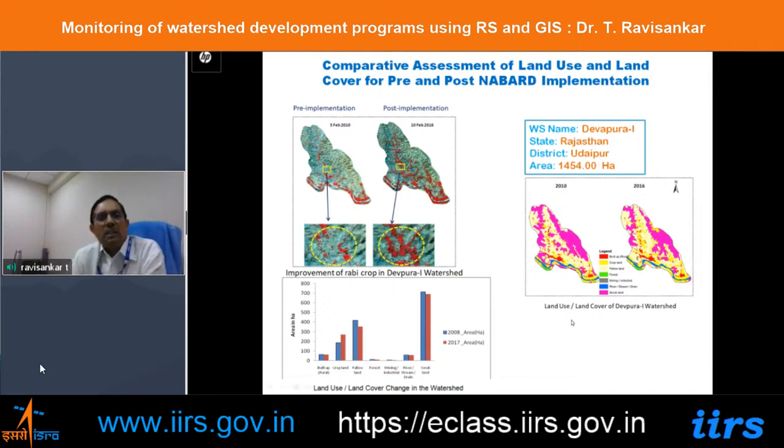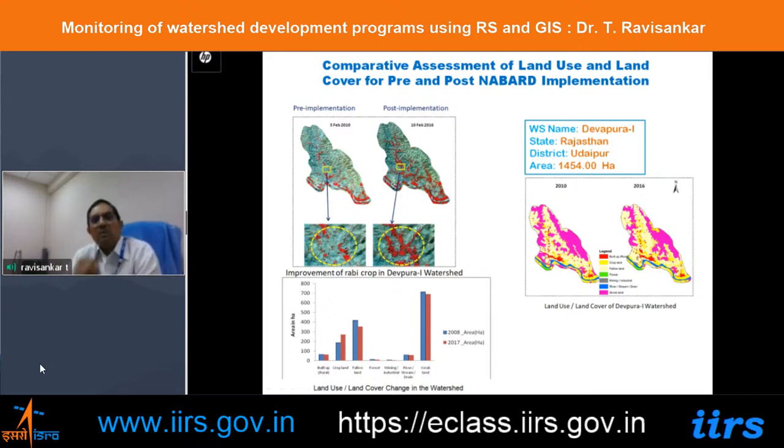And in this particular area, you can see in the Devapura watershed, there is some improvement in the land use land cover map, before and after. The changes are depicted in terms of bar diagrams, and you can see how the areas have changed. Especially the scrubland has decreased, whereas fallow land has also decreased. The other fallow land, which was high during the 2008 time frame, has come down, indicating that there are improvements in the biomass or agriculture and other things.